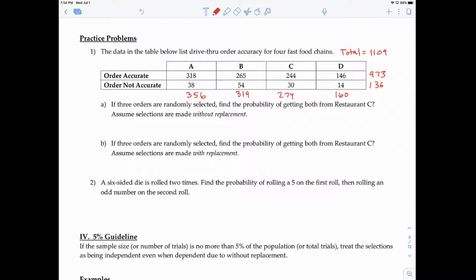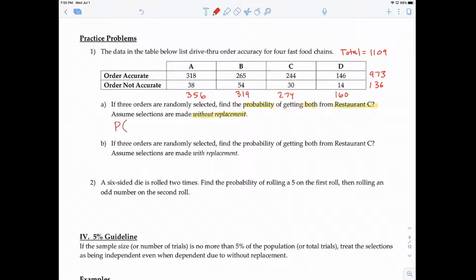All right, so let's go ahead and answer these problems here. So for question A, it says, if 3 orders are randomly selected, find the probability of getting both from restaurant C. Assume the selections are made without replacement. So because it's without replacement, we know it's dependent, and the probabilities are going to change after each trial, right? It's going to be affected after each trial.